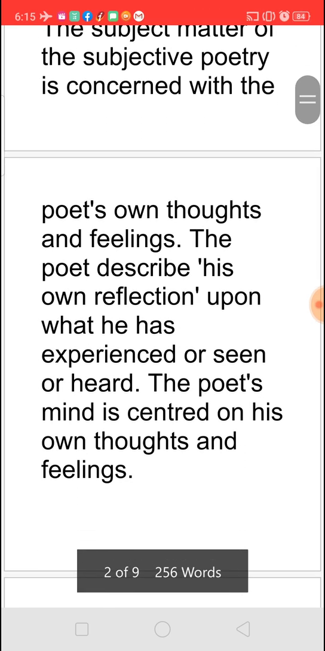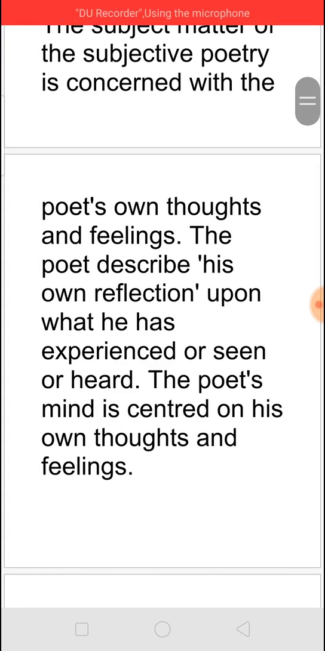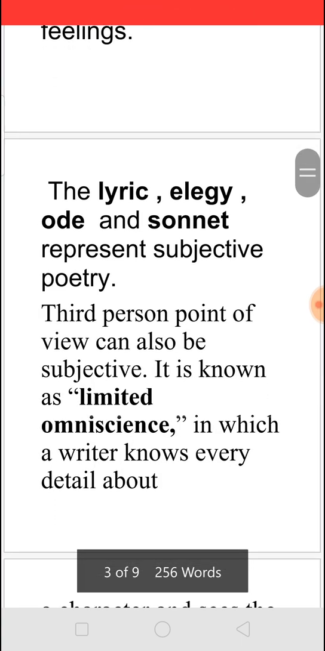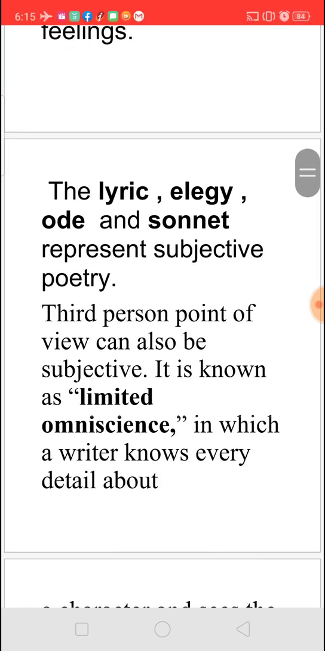The poet will describe his own reflection on what he has personally experienced or what he has seen or what he has heard. And if you see in the poem, the poet's mind will be the center and only his thoughts and feelings will be conveyed in the poem. Lyric, elegy, ode and sonnet are different forms of poetry which come under subjective poetry.